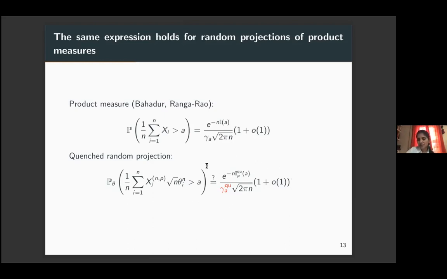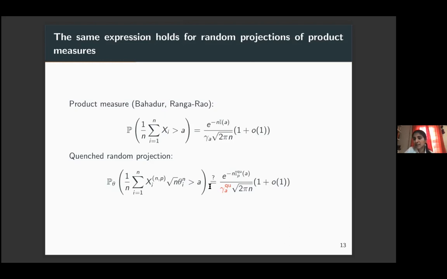The answer is yes. It turns out that you can prove a Bahadur-Rao result for this, and it looks very similar. This is even for not only product measures, but even for Lp balls. I have this rate function as before, which is the rate function which goes with the Lp ball naturally, but then I have this correction, which has the same form. It has root 2 pi n, and then it has my gamma.